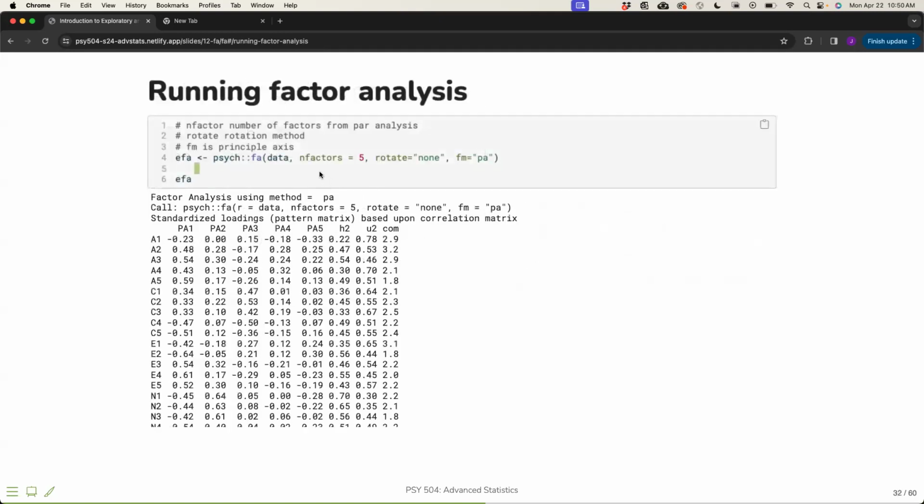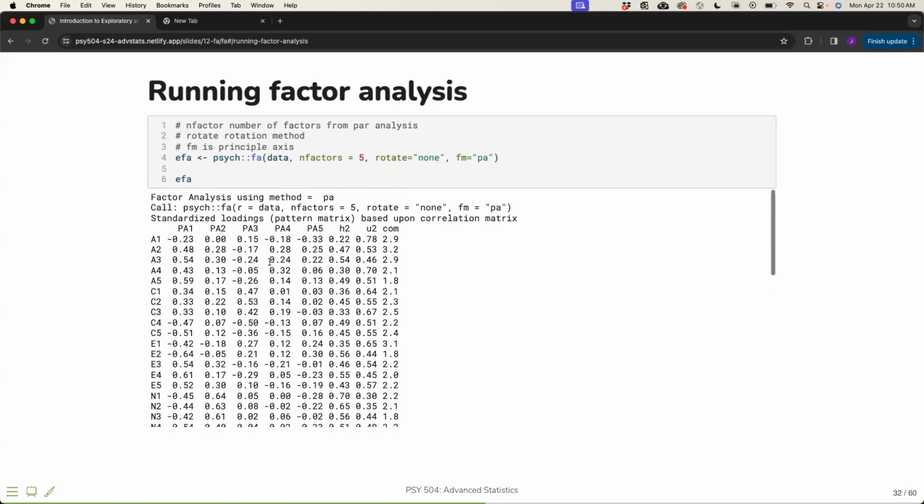So now let's go ahead and actually run our factor analysis. As I stated before, we're going to be using the psych package, and there's a function called fa that will perform factor analysis. What we need to do is input our data and the number of factors we want to extract. Here we're going to set rotation to none. We're going to do rotation in a bit, and then we're going to set our method to PA, which stands for principal axis factoring.